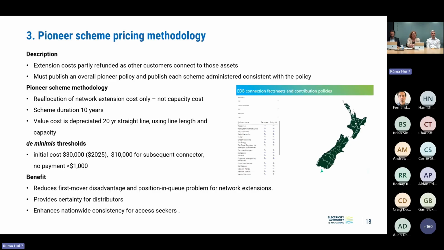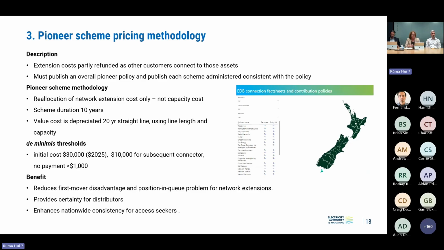A Pioneer Scheme helps mitigate first mover disadvantage, which is the high cost that a first connection applicant faces if their connection requires a costly network extension that could be later accessed by other connection applicants. If the first mover or pioneer faces a much higher charge than later connection applicants, this can encourage them to delay their application until another party has funded the extension.